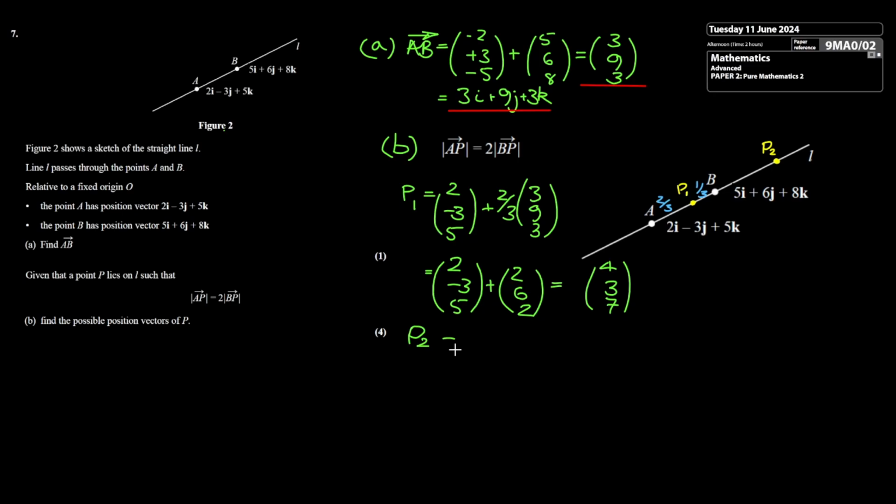There's the answer to P1 now. So P2, well, P2 again will be A, which is 2, -3, 5, plus, well, effectively 2 lots of this. And if you work that out, you get a column vector of P2 being 8, 15, 11. And those are the answers for part B.